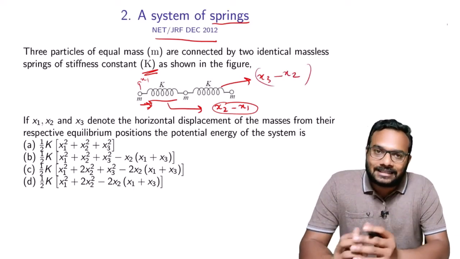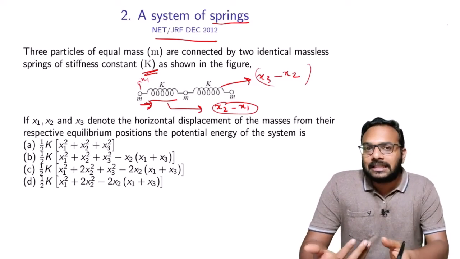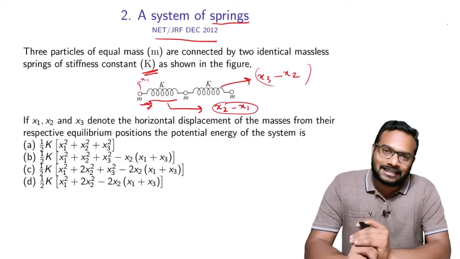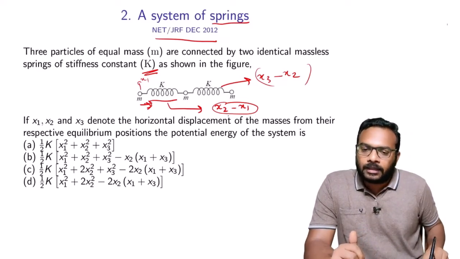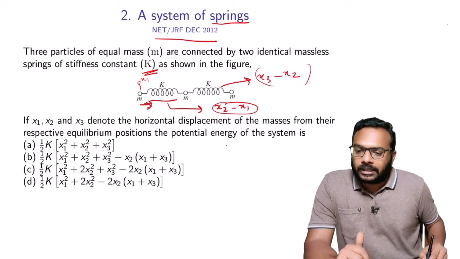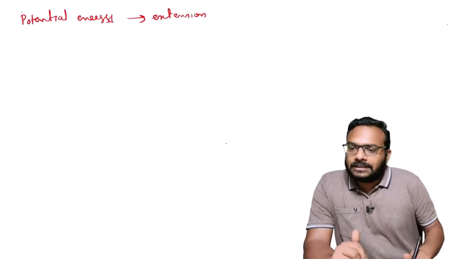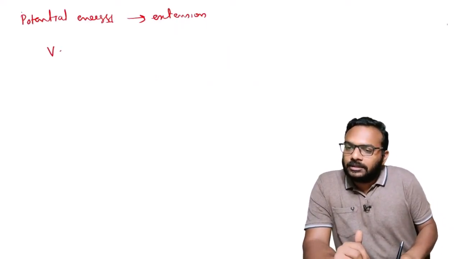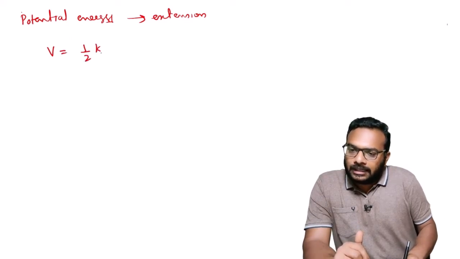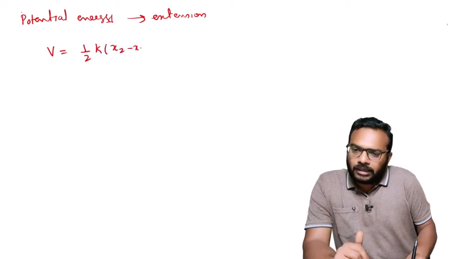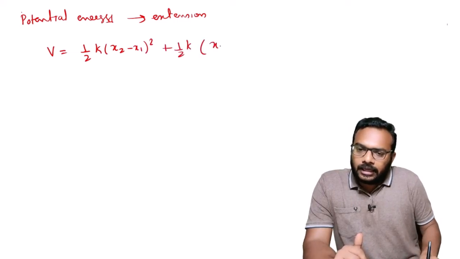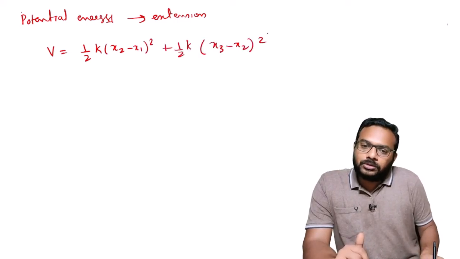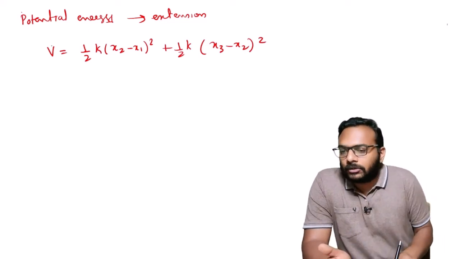Once we know the extension of the spring, we know the potential energy is half k x square, where x is the extension. Am I right? I hope this is clear. You can check this. It makes sense to write it like this. Now, if that's clear, we just have to write the potential energy V is equal to half k (x2 minus x1) square plus half k (x3 minus x2) square. That's it. It's a matter of simplifying this.